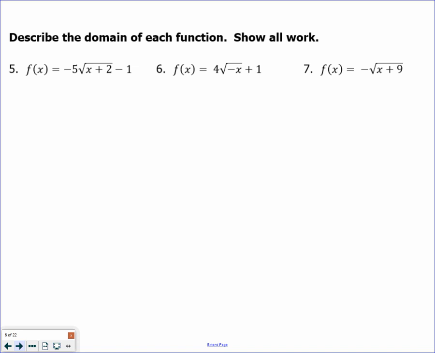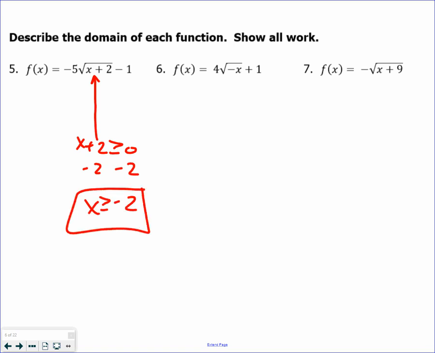Next, we're talking about domain. The domain is always whatever is under the radical must be greater than or equal to 0. So we're not graphing this, we're just describing the domain. So the x values, if you were going to do an xy chart and graph this function, the only x values you're allowed to use is when x is greater than or equal to negative 2. So whatever is under the radical must be greater than or equal to 0.